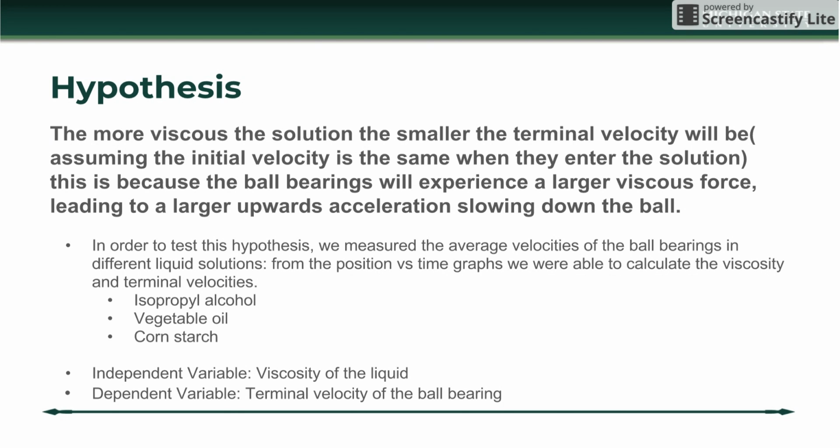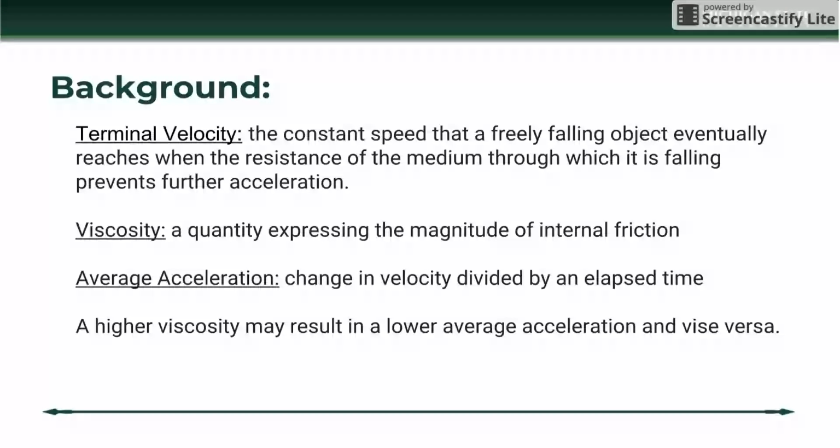In order to test this hypothesis, we measured the average velocities of the ball bearings in different liquid solutions. From the position versus time graphs, we were able to calculate the viscosity and the terminal velocities. We used isopropyl alcohol, vegetable oil, and cornstarch. Our independent variable was the viscosity of the liquid, while our dependent variable was the terminal velocity of the ball bearings. Here are some background definitions for this lab.